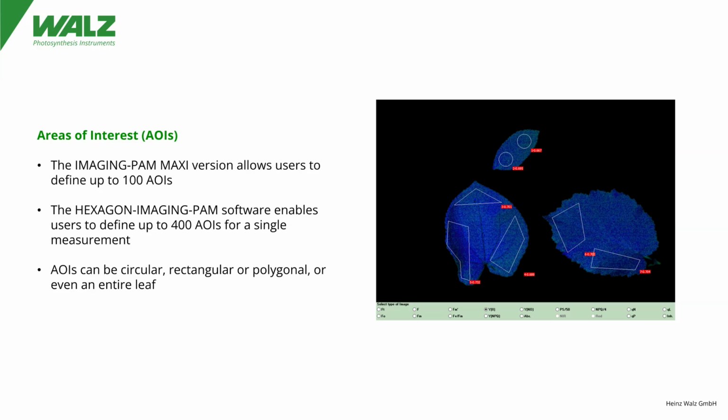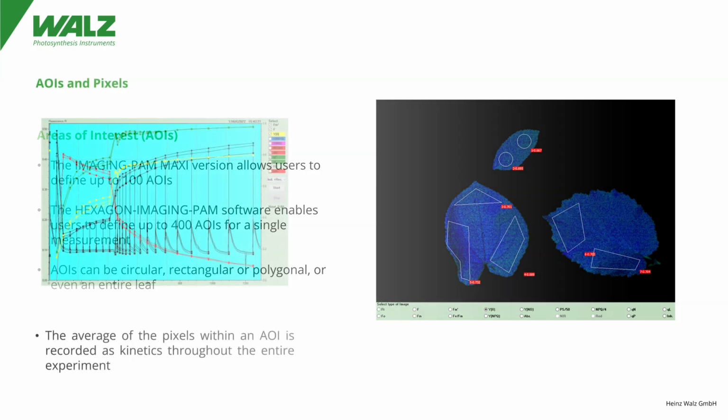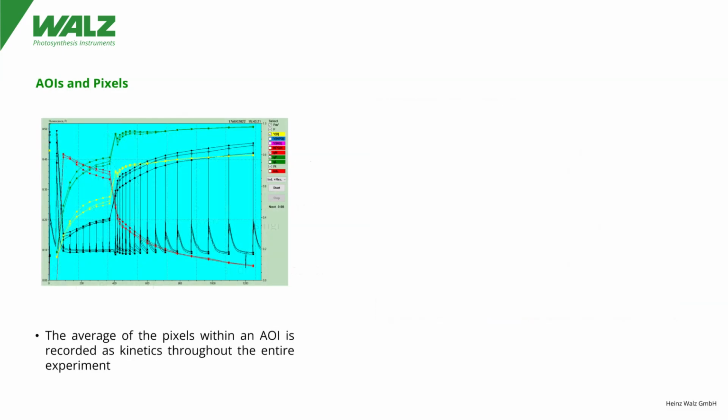Areas of interest can be circular, rectangular, or polygonal, and even entire leaves can be defined. The software handles averaged AOI values and individual pixel data differently. Specifically, the average fluorescence value of an AOI is recorded continuously. This produces classical induction curves, for example.